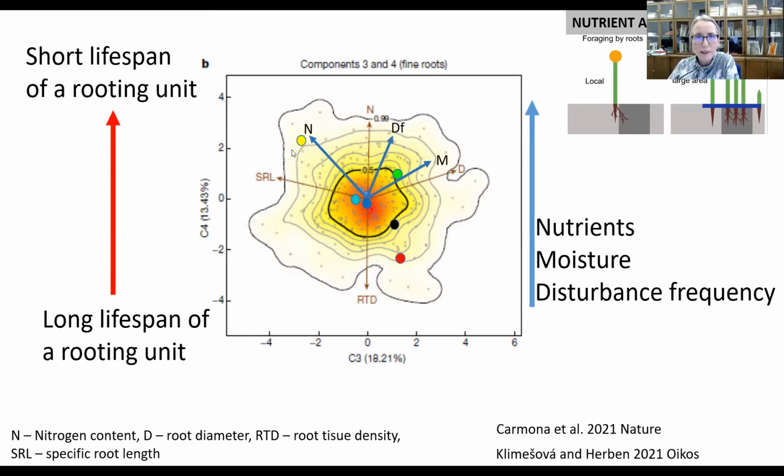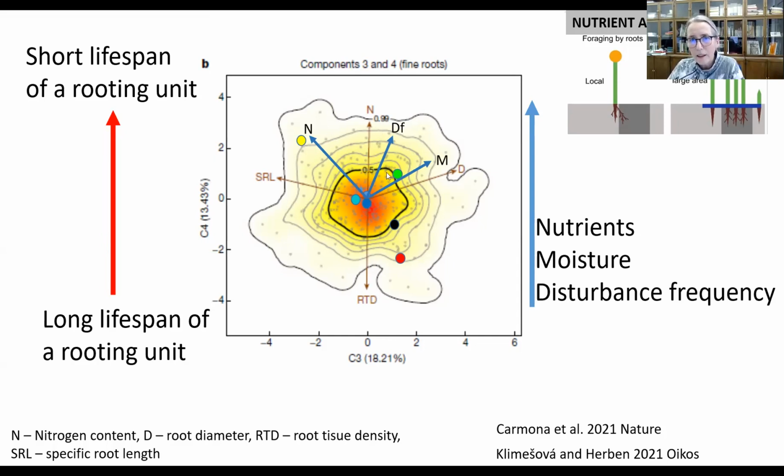So here you can see I show our results in this original graph by Carmona. You can see that in this acquisitive gradient, it's really these nutrient-rich fine roots in places with high nitrogen, high disturbance frequency, and high moisture. They are showing up. So those are very, very good conditions for plant growth.